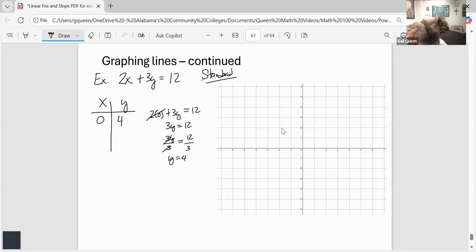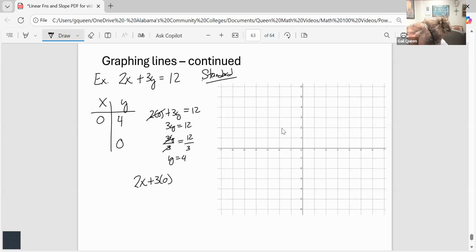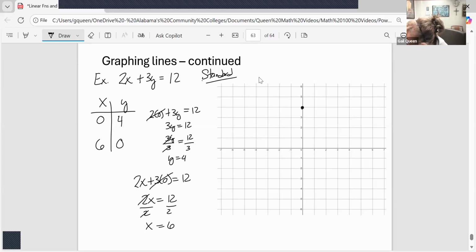Now, you can plug in a 1 for x. You might just try plugging in a 0 for y. So you just need to play with this and find some pretty integer answers. That's what you really want. So I'm going to let y equal 0. So 2x plus 3 times 0 equals 12. This time that whole term goes to 0. I get 2x equals 12. Divide by 2 on both sides, and you get x is 6. So when y is 0, x is 6. So I can plot these 2 points. I have 0, 4, and 6, 0.